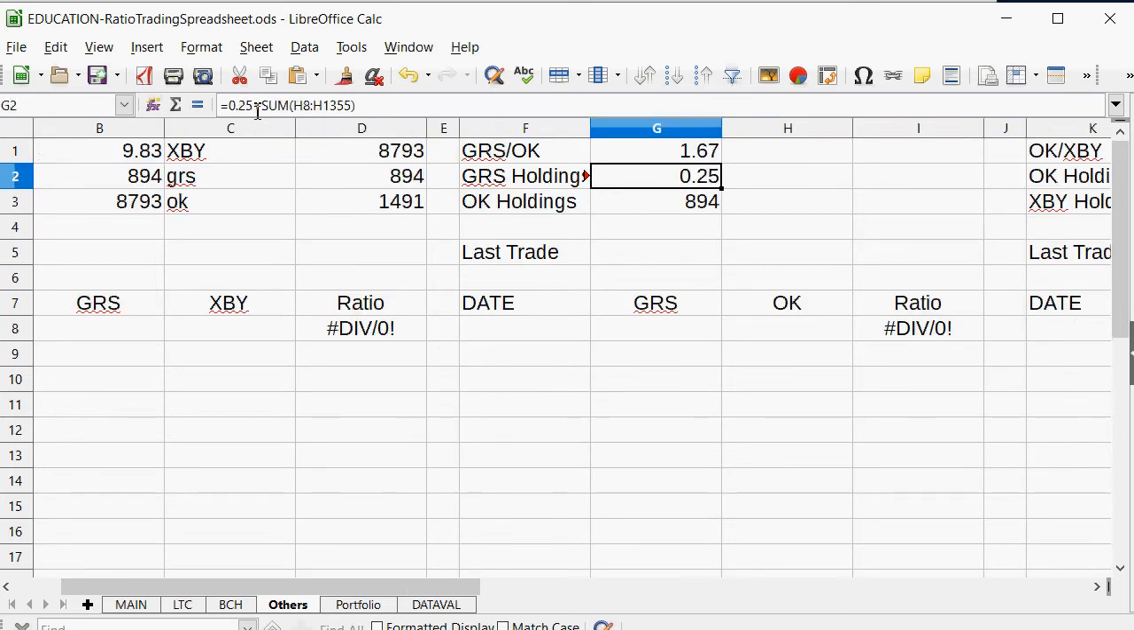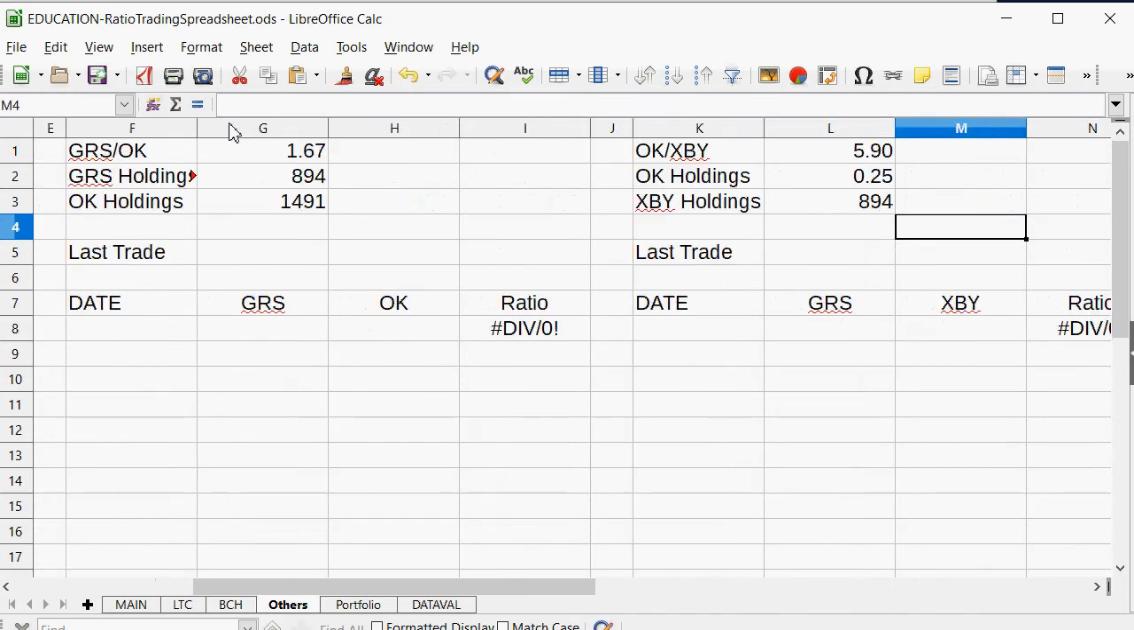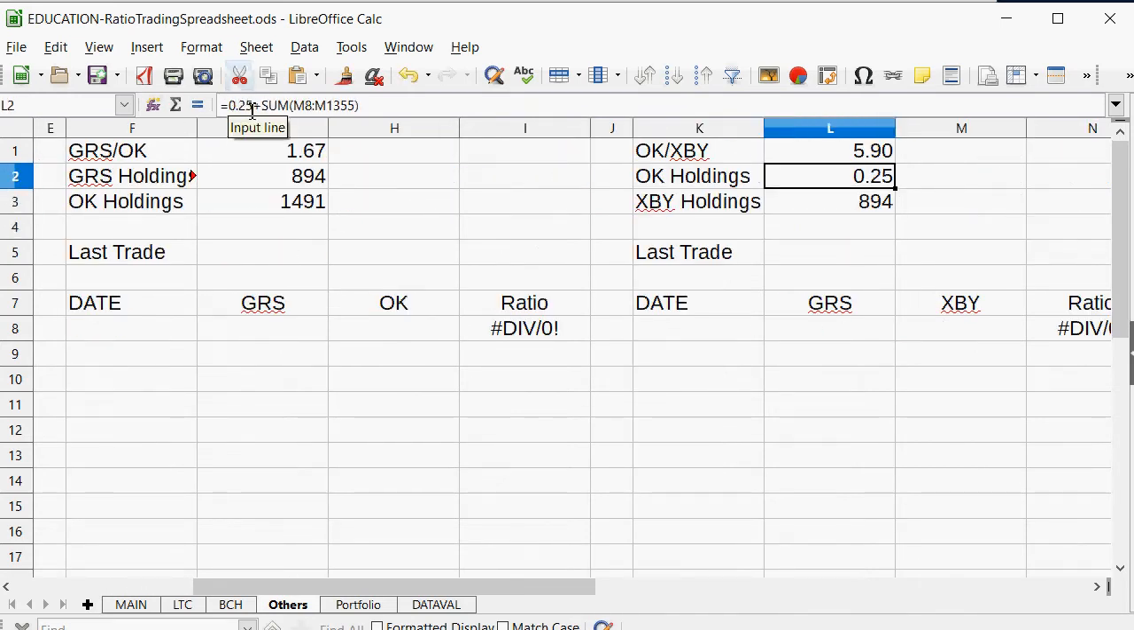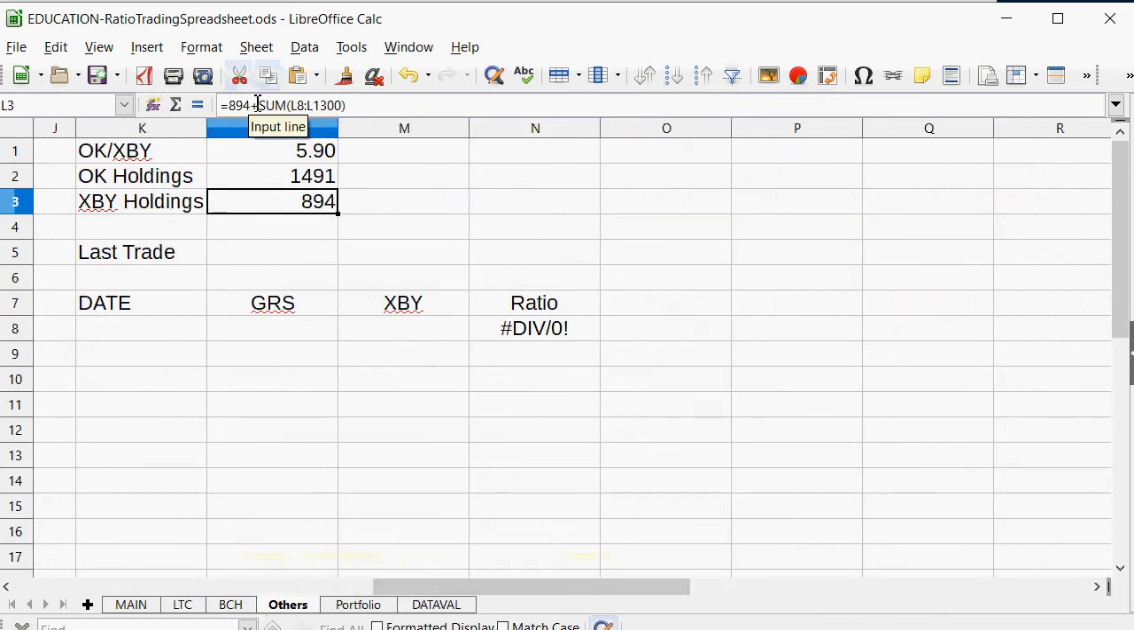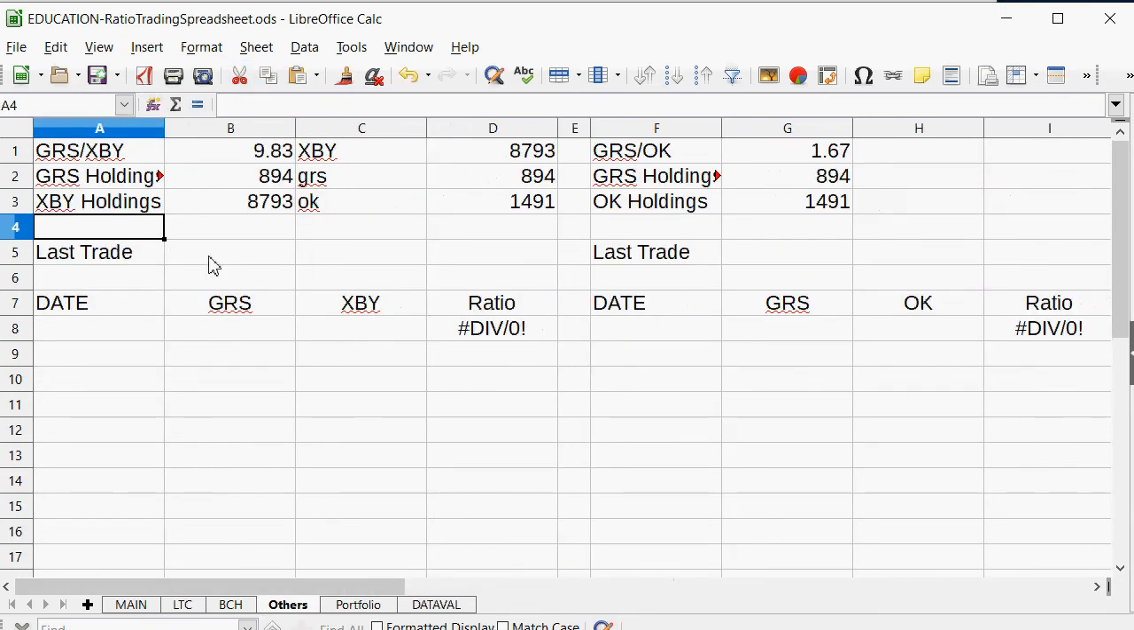And here we got GRS, so we do the same thing. I'm going to go 894. OK is in at 1491. So 1491 again here. And then the 8793 here. Okay, so all of these are now set up. I mean, the centering on here is like whatever for now, but we'll get that fixed in time.